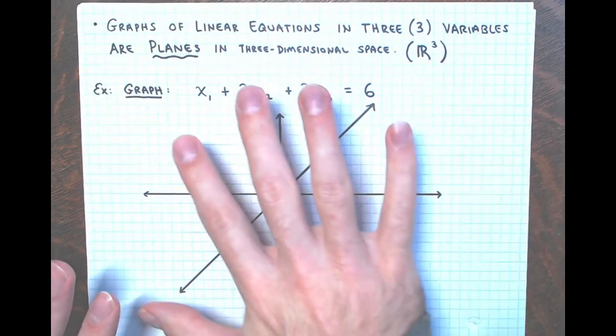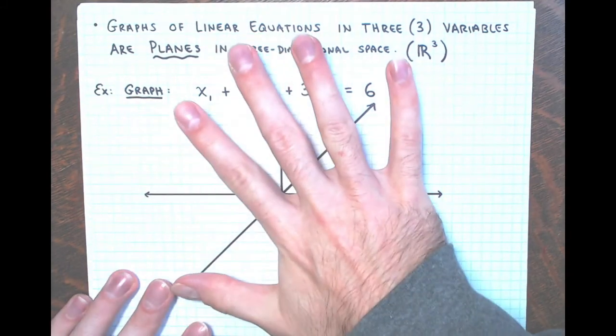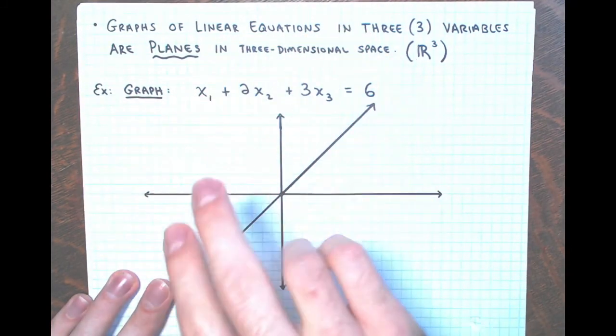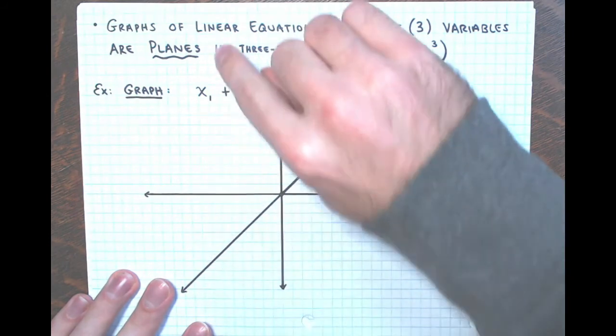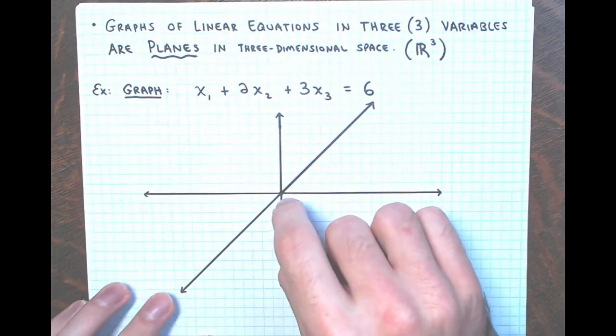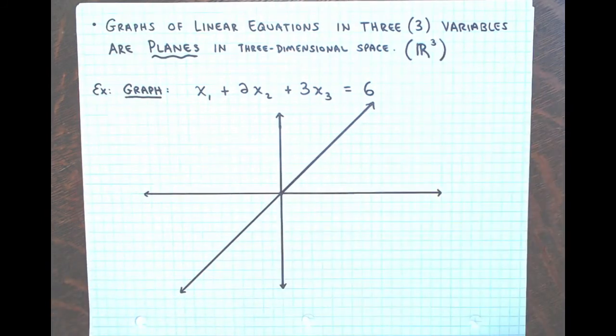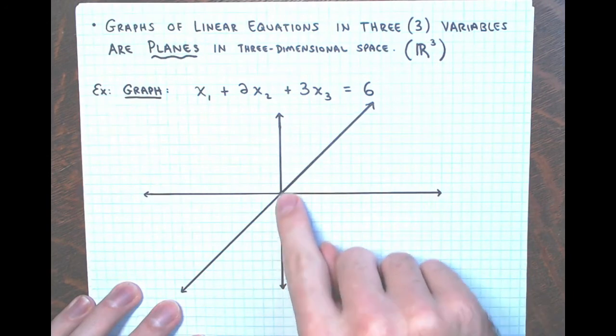Now, I am drawing here on a sheet of paper. My sheet of paper is a two-dimensional space. There's only left, right, and up, down. So I can't draw a three-dimensional space on a sheet of paper. I can only represent it as best as I can. So I have these three axes.